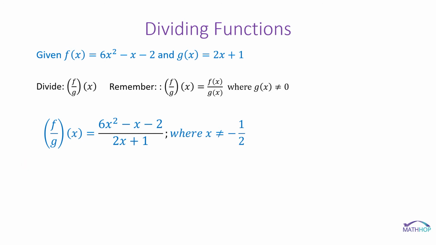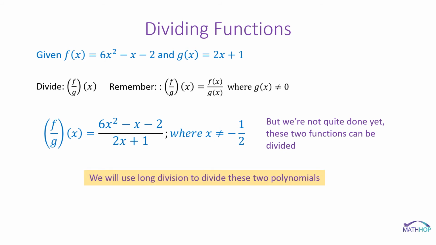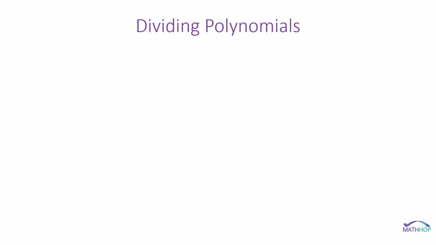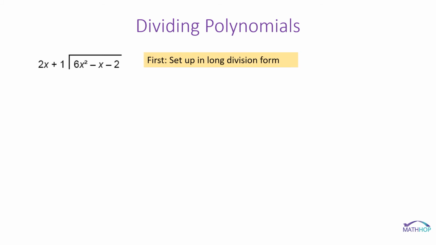Remember, we're not quite done yet. These two functions can be divided. So we're going to use long division to divide these two polynomials. So when we divide polynomials, our first step is to put it in long division form, just like we did in elementary school. So we have 6x squared minus x minus 2 divided by 2x plus 1. When you divide polynomials using long division, the nice thing is when you're actually doing the division step, you look at the first terms only. When we divide, we are only going to look at 6x squared divided by 2x. So 6x squared divided by 2x will give us 3x.